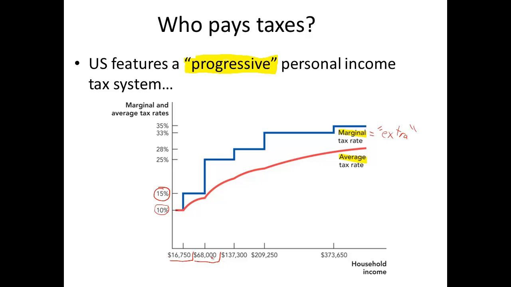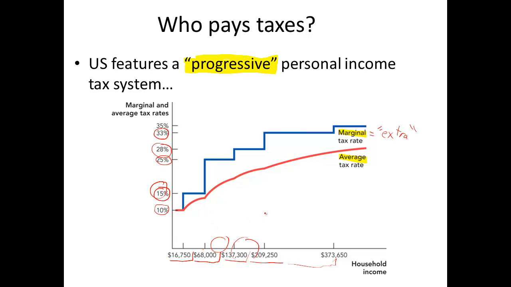Income from $68,000 to $137,000, you're going to pay 25%. Income from $137,000 to $209,000, you're going to pay 28%. Income from $209,000 to $373,000, you're going to pay 33%. Notice 33% of those dollars. Up to $209,000, between $137,000 and $209,000, you only pay 28% of those dollars in here. Between $68,000 and $137,000, you only pay 15% of those dollars.